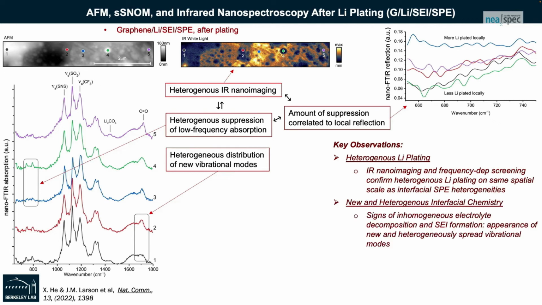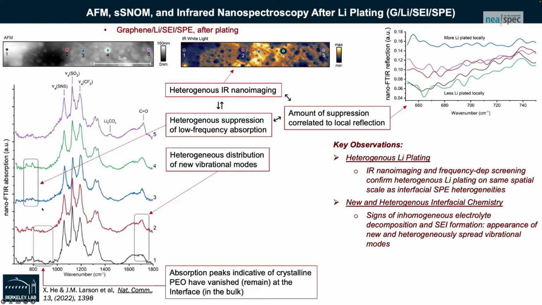Another really important finding of looking at this data is actually the absence of peaks that indicate PEO as crystalline. Now, I didn't show this data earlier, but in the pristine and the heated cases, there are two very clear peaks between 800 and 1,000 that exist. And if you look at the ATR for this exact same interface, for the after plating case, those two peaks still exist. So what does this tell us? There's a discrepancy in the spectra between Nano-FTIR and the ATR.